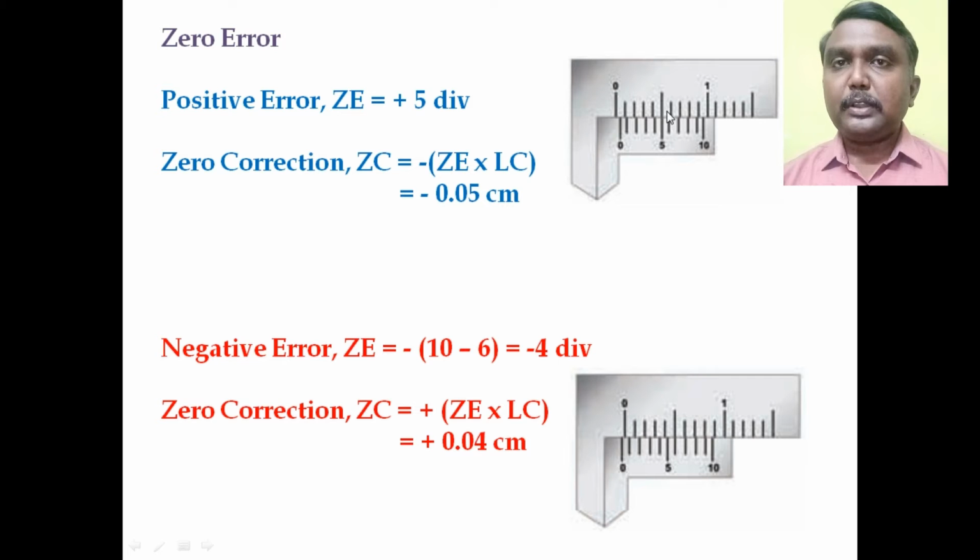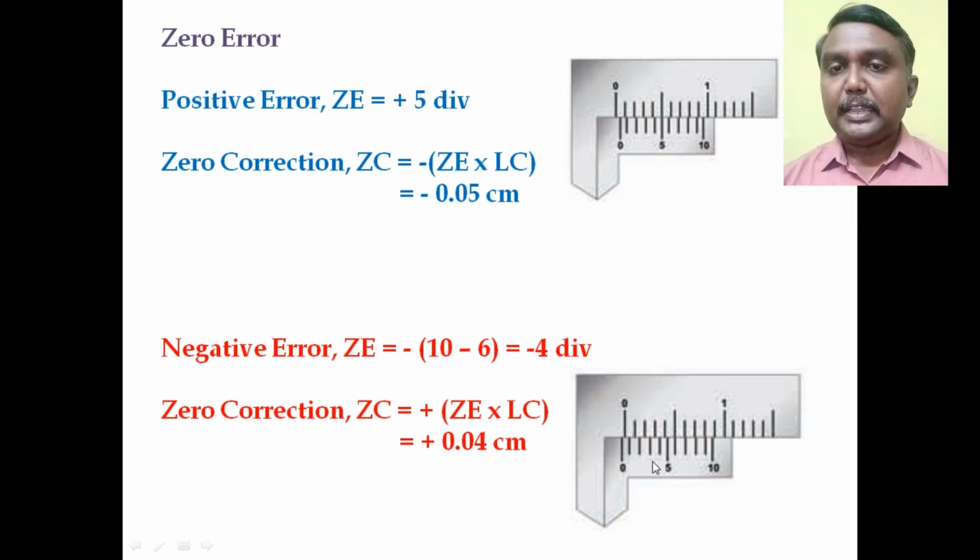The error should be calculated based on the coincidence. Among the 10 divisions in the VSR, any one of the divisions may coincide with any one of the MSR values. Here, the fifth division coincides with an MSR value. So we have a positive error, plus 5. Then we calculate the zero correction: if the error is positive, the correction is negative, multiplied with the least count. We know the least count is 0.01. So we have 0.05 as the positive error in this picture.